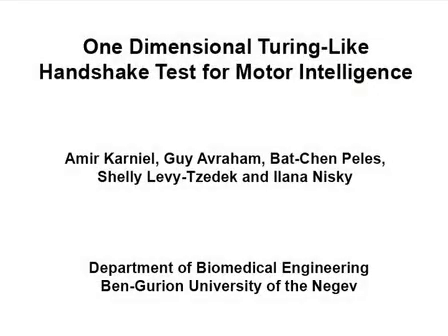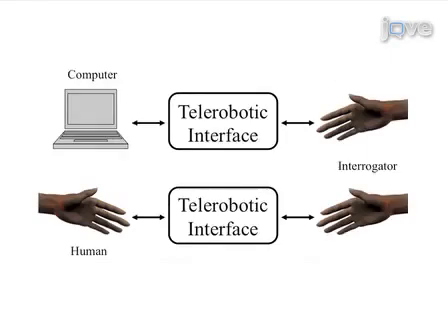The overall goal of this procedure is to determine how closely a computer model of a handshake matches the human handshake. This is accomplished by first presenting the subjects with pairs of handshakes, either human, computer-generated, or a combination of the two, using a telerobotic interface.